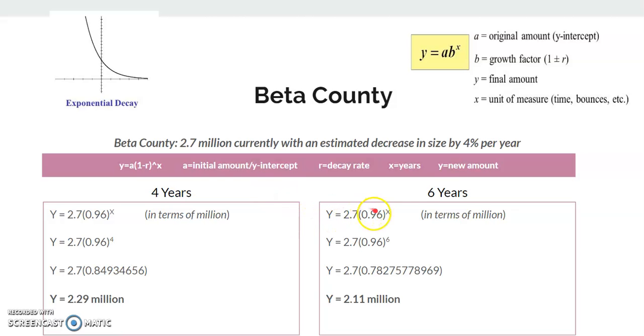We did kind of the same thing, and then we inserted the 6 for 6 years right here. And it's still the same equation to figure everything out. We just changed the number of years, which is x. So after 6 years, we concluded that Beta County has 2.11 million. So it has decayed. And this is what it's going to kind of look like over time. So that's the solve for Beta. Let's go ahead and move on to Gamma.